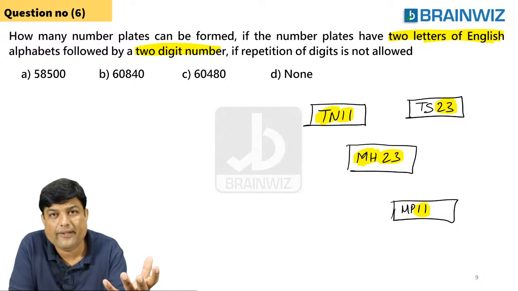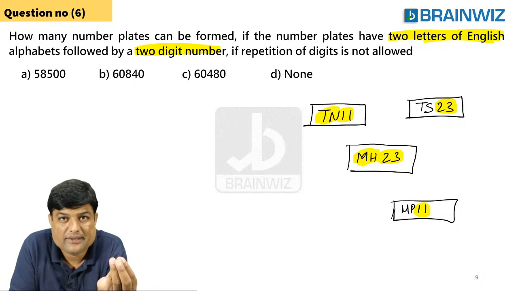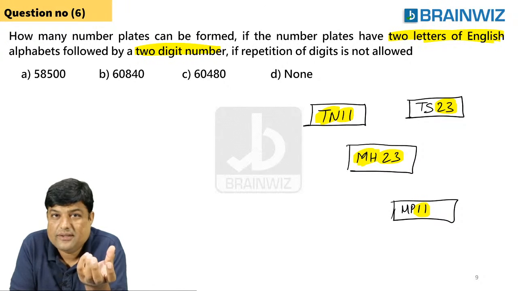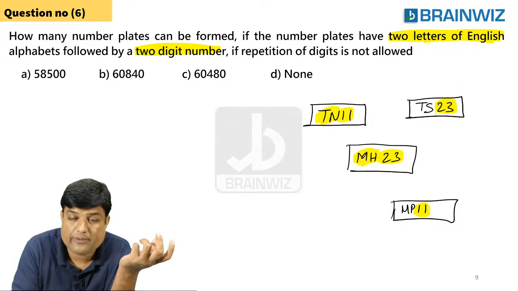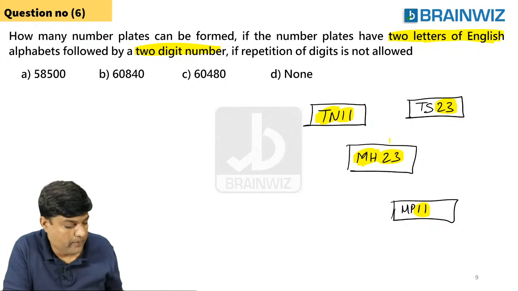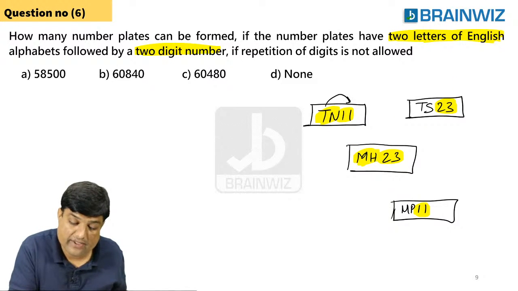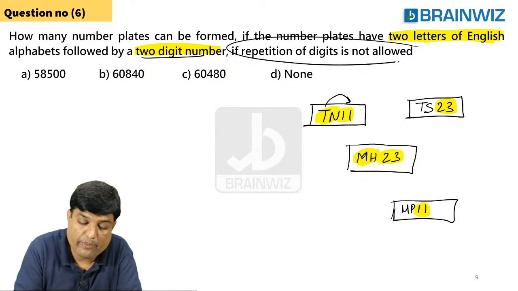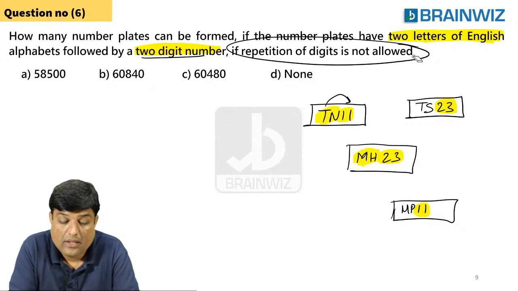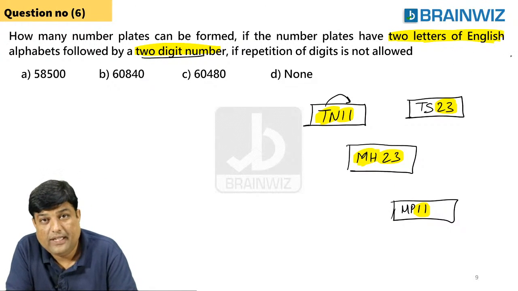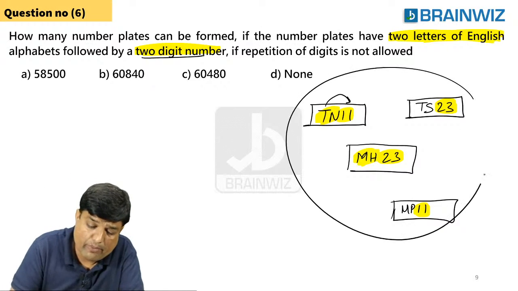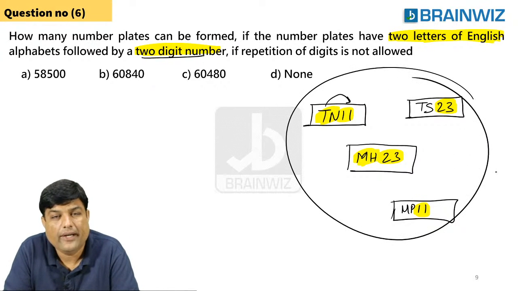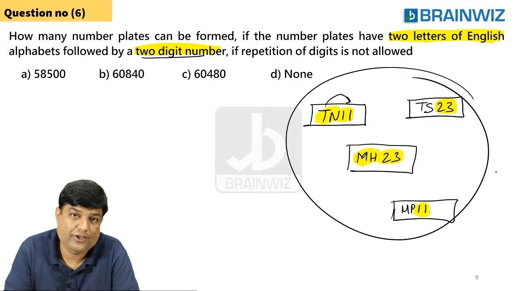So you are supposed to use the English alphabets and you're supposed to use digits. First you should have two English alphabets followed by a 2-digit number. In this question, it clearly says that repetition of digits is not allowed. Repetition of digits is not allowed. So how many such number plates can be formed? Are you understanding, everybody? Yes or no? So we are supposed to use the letters and digits.